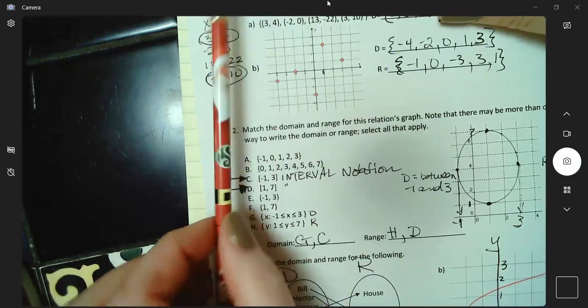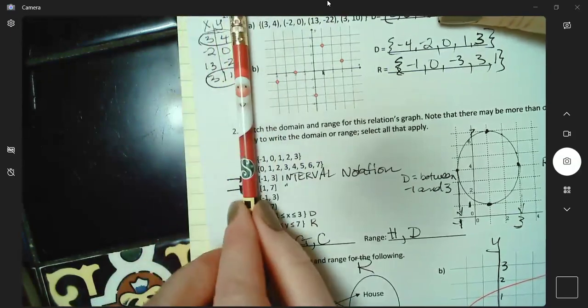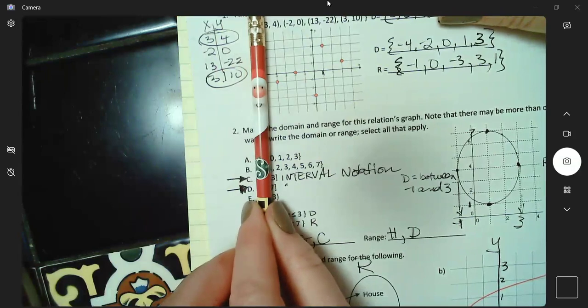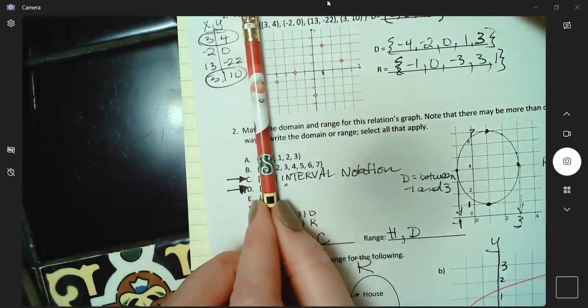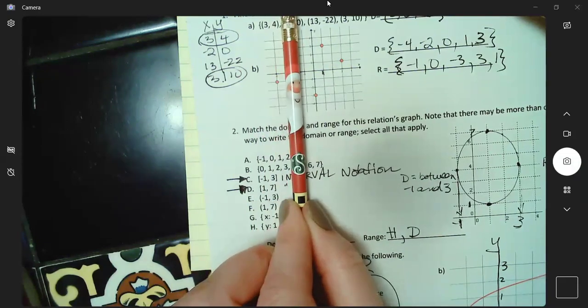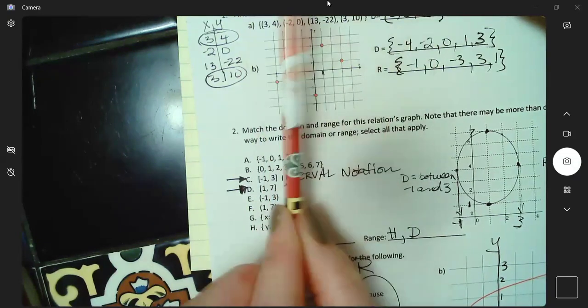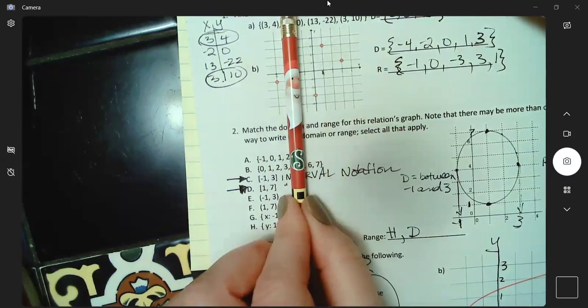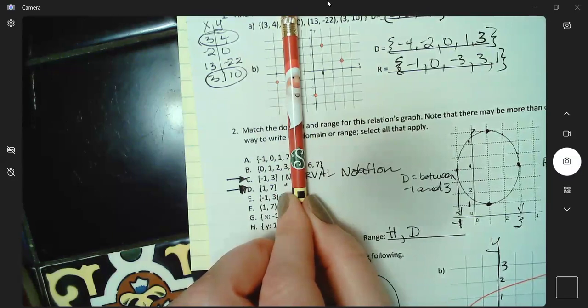But if you had something, like my little Christmas pencil here, if you take a vertical line, think of it as a pencil, and you just roll it across or slide it across the graph. If at any point you're hitting 2 points at once with the same vertical line, that means you have 2 points that have the same X value and different Y values, and it violates the definition of a function.